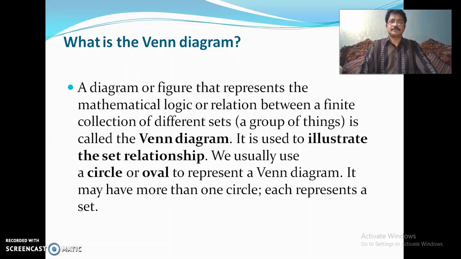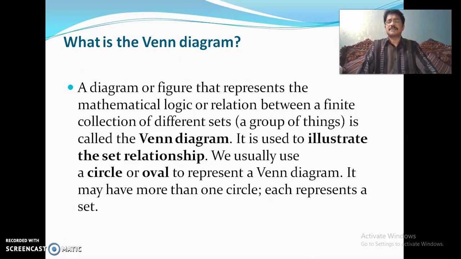Then what is a Venn diagram? A diagram or figure that represents the mathematical logic or relation between a finite collection of different sets is called a Venn diagram. It is used to illustrate set relationships. We usually use a circle or oval to represent a set. It may have more than one circle, each representing a set. So a Venn diagram represents the relation between sets and its operations.